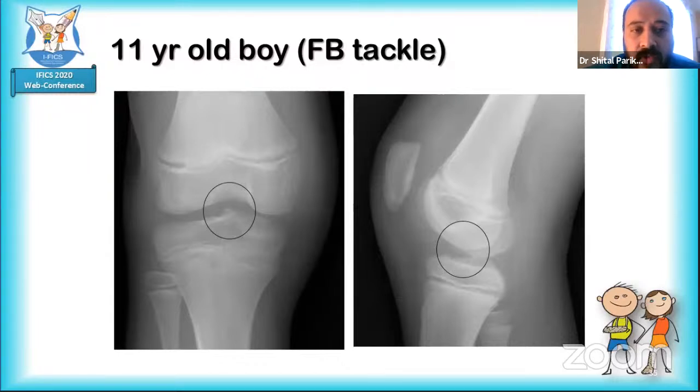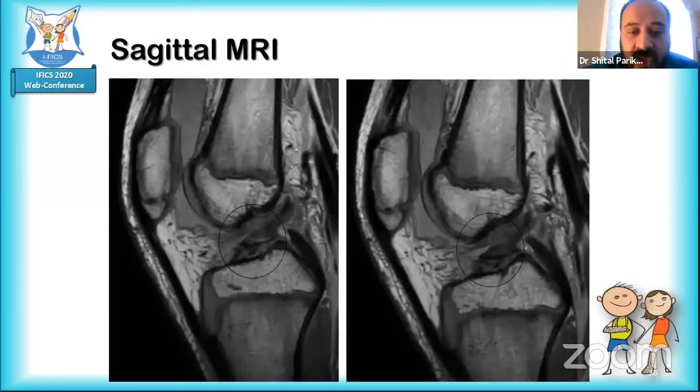This is a little bit of a controversial case, and I'd like to get the faculty to comment. An 11-year-old boy. You can see that the flake of the tibial spine here is a very small sliver of bone. If you look at the sagittal MRI, you can see that the ACL is intact, but the tibial spine piece is small. What do you think you would do?